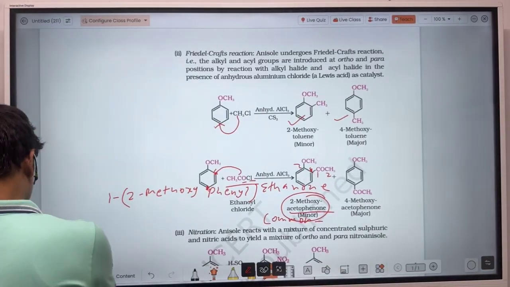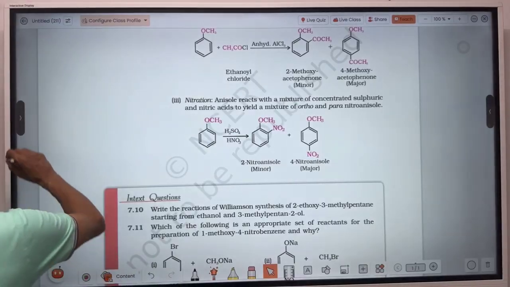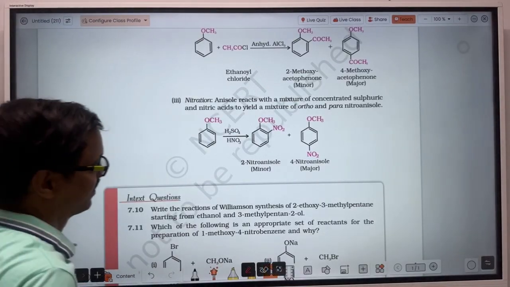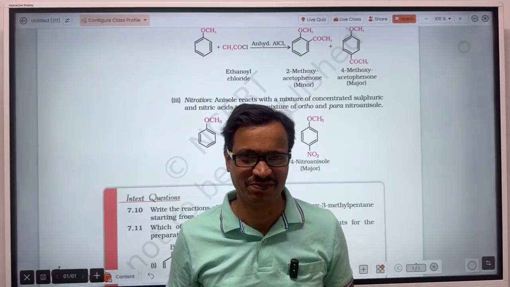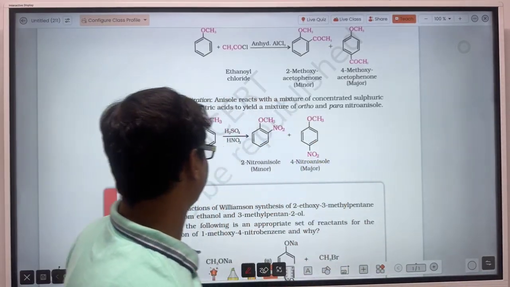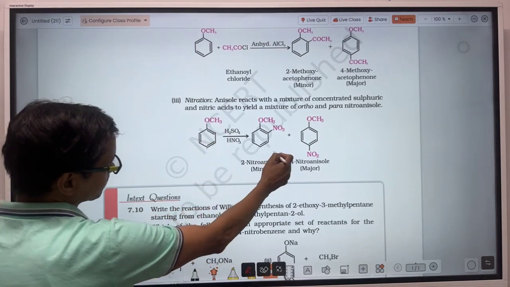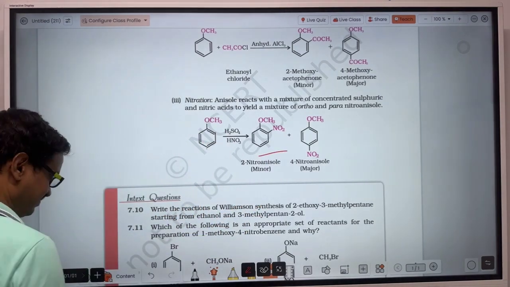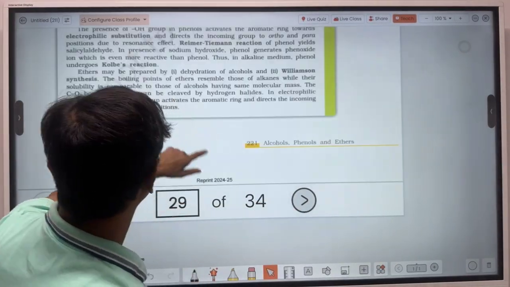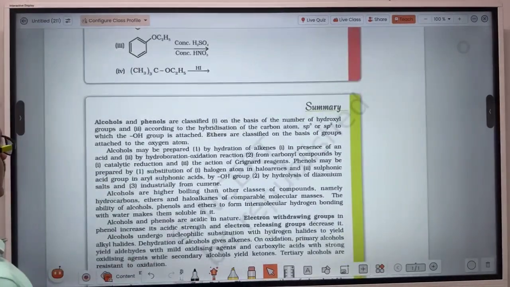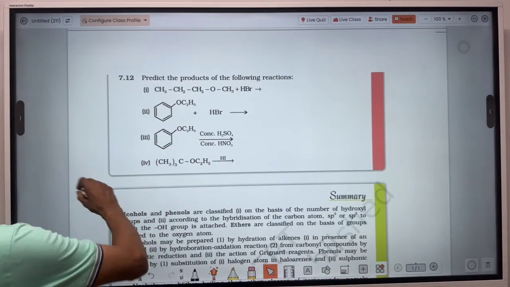Okay. Same for nitration here, only the formalities are left, because you are already aware of these reactions, so only formalities are left which I am doing here. So in nitration, the NO2 group will attach at the ortho position or at the para position. Same here. That's completed. These questions you do by yourself.